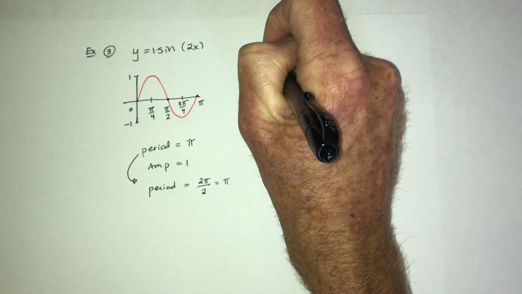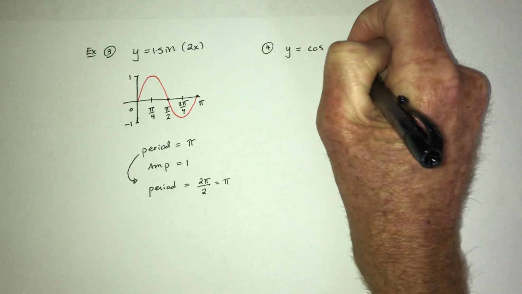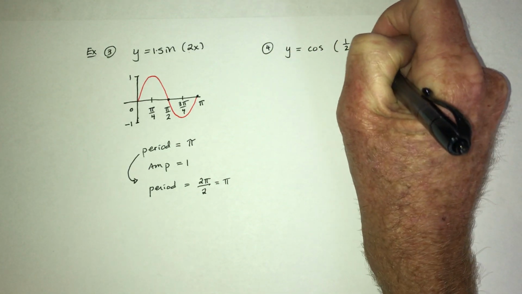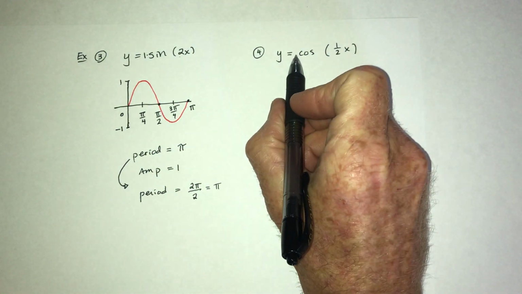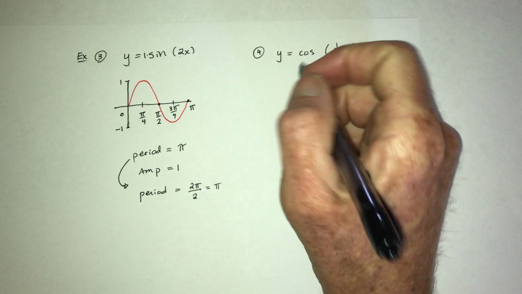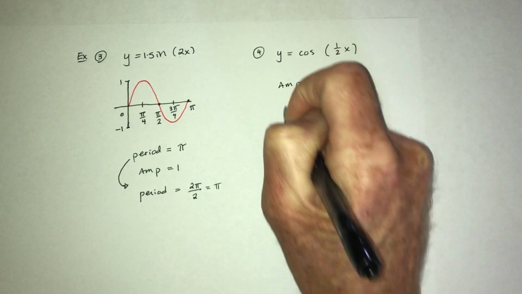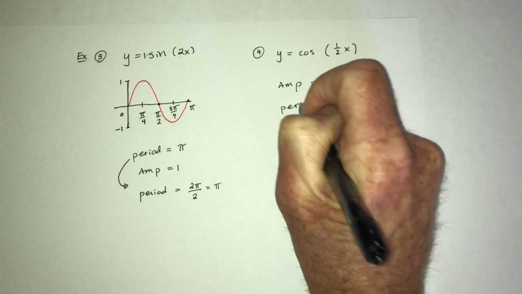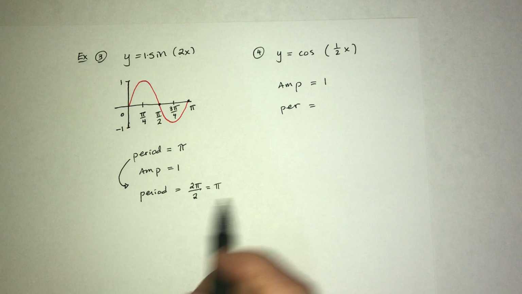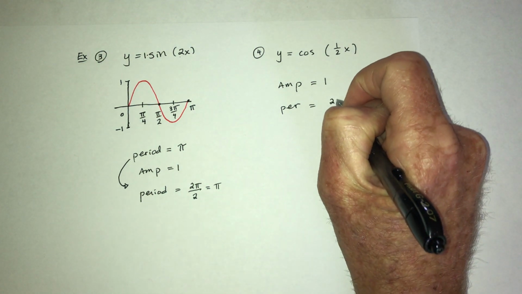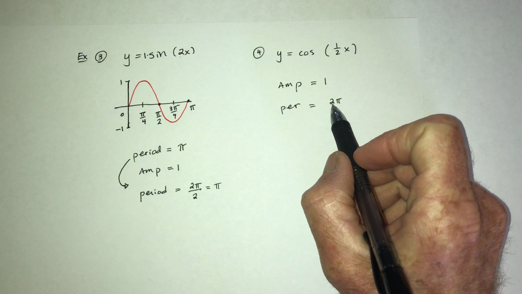Then for example number 4, how about if y equals cosine of 1/2 x? So the number sitting in front of cosine is a 1, so that means that the amplitude is equal to 1. Then the period would be, now I'm going to use this idea. So for cosine, the original period would be 2 pi.